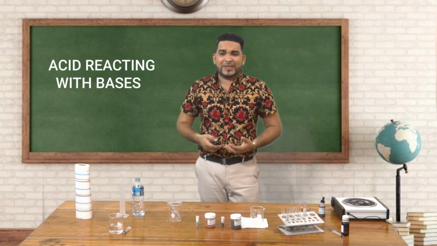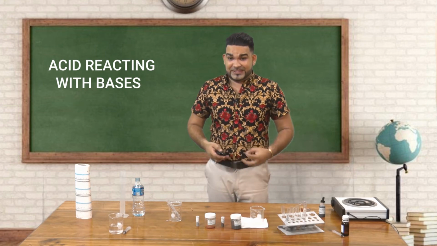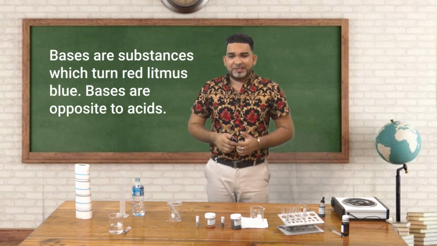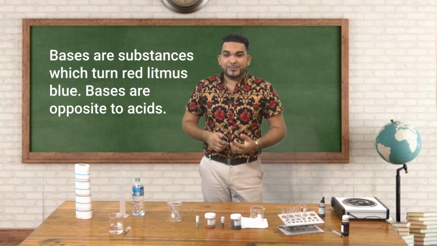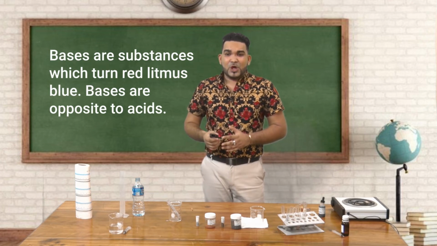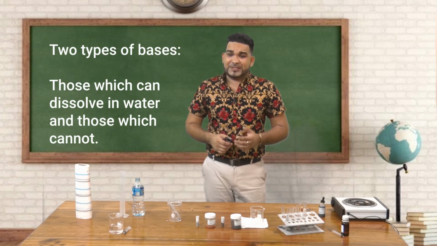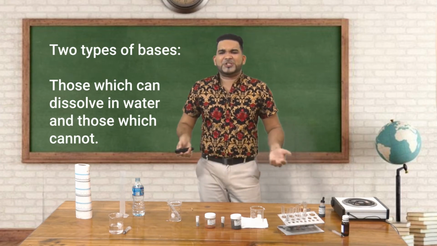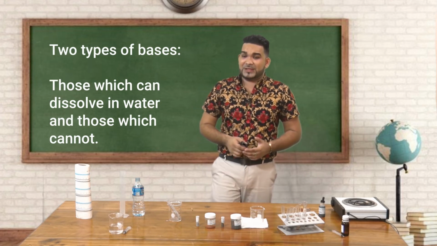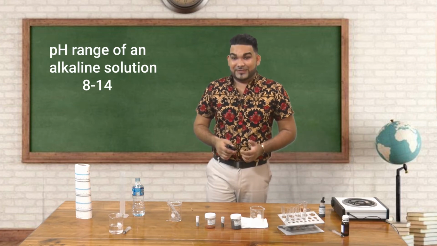Now we will be looking at reactions between acids and substances called bases. As you have learned, bases are substances which turn red litmus blue. This tells us that bases are opposite to acids. We have also learned that there are two types of bases: those which can dissolve in water and those which cannot. Can you remember the pH range of an alkaline solution? Yes, from 8 to 14.